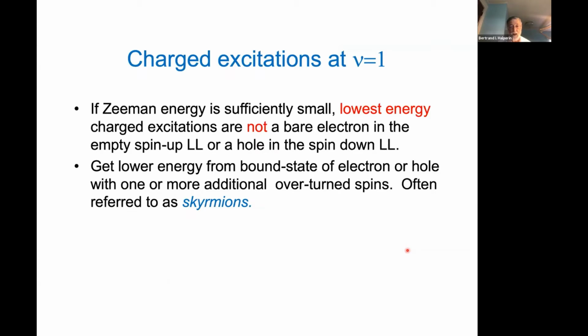Okay, and as was mentioned this morning, if the Zeeman energy is sufficiently small, the lowest energy charged excitations are not actually a bare electron, but they become these spin textures known as skyrmions. That's in the limit of very small Zeeman energies. For reasonable values of the Zeeman energy, if it's small but not too small, the ground state turns out to be an electron bound to a single extra spin flipped, or two extra spin flips, a small number of extra spin flips. They're often also referred to as skyrmions, though they're a little different in the sense that they preserve a rotational symmetry.